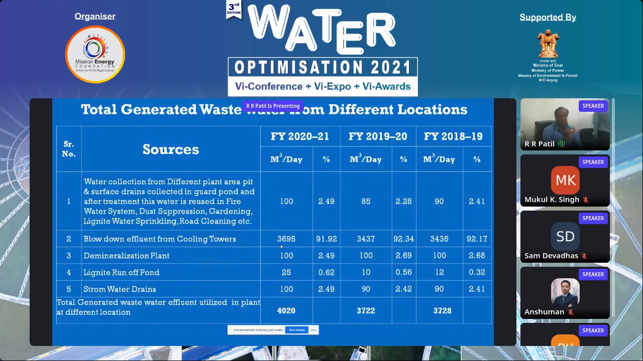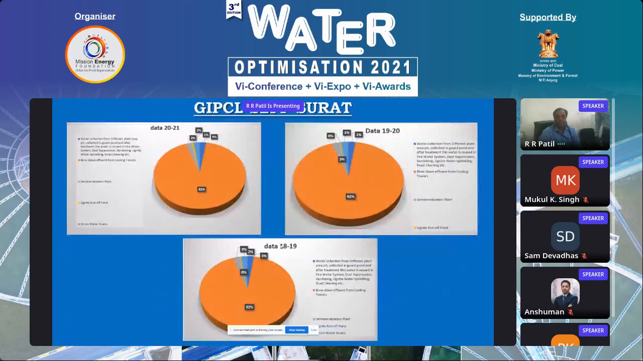So the total generated wastewater, cleaned and utilized in the plant from the different locations, is 4020 in 2021, 3722 in 1920, and 3728 in 1819. So these are the statistics only.